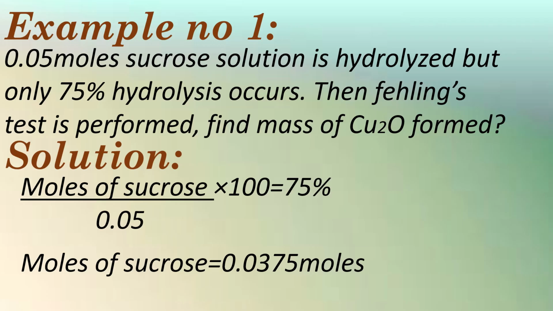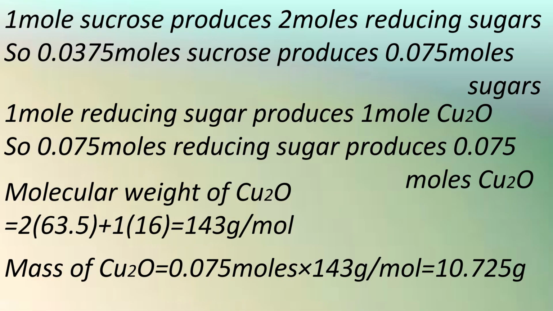Solution. First we will calculate moles of sucrose that is hydrolyzed: 0.05 multiply by 75 divided by 100. Moles of sucrose is calculated to be 0.0375 moles. 1 mole sucrose produces 2 moles reducing sugars. So 0.0375 moles sucrose produces, we will multiply it by 2 divided by 1, we get 0.075 moles sugars. These sugars are glucose and fructose.